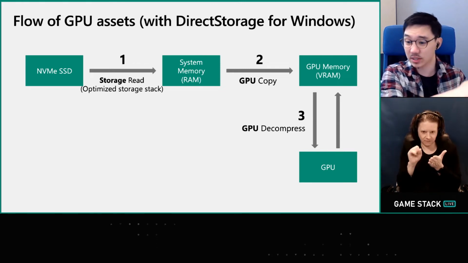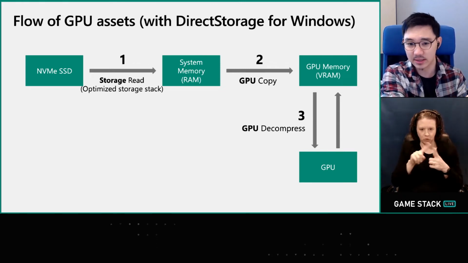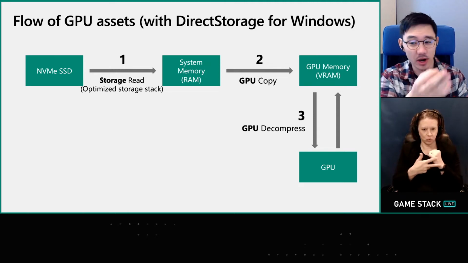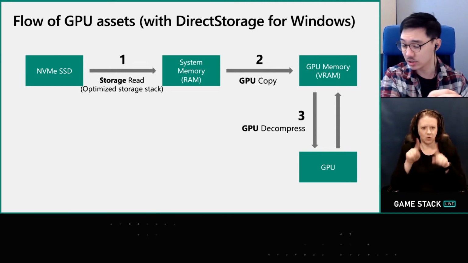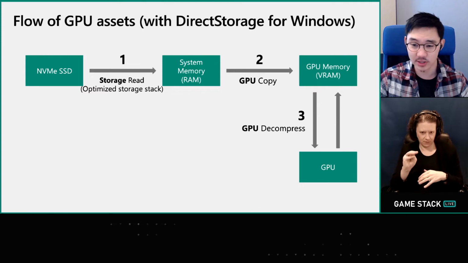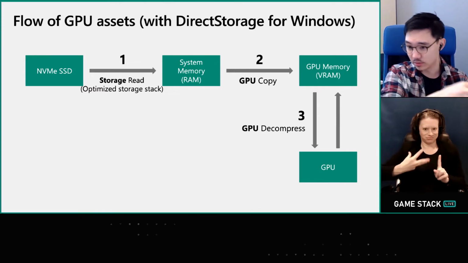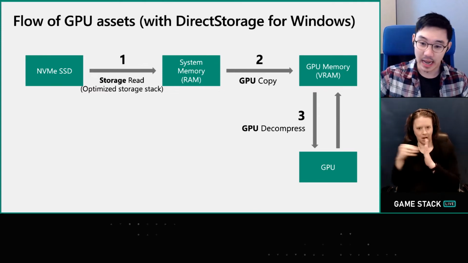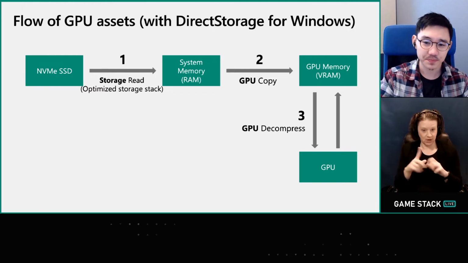That would go through an optimized storage stack. Again, we'll talk about that a bit in a detailed slide. Goes to system memory. But at this point, you're not going to do the decompression. What's going to happen is that you can just do the copy directly to the GPU first. So you do copy to system, copy to GPU. And only then are you going to do the decompression.